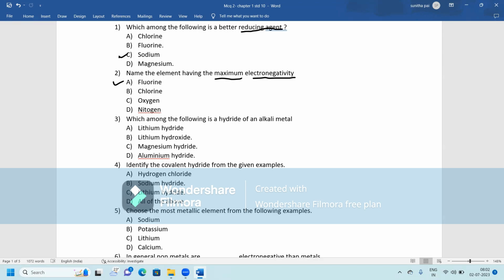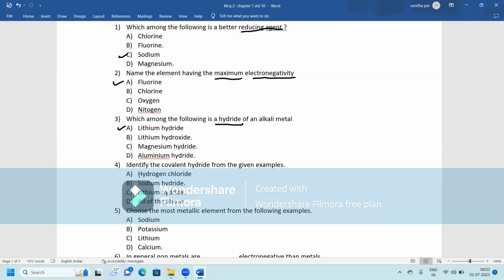Question number 3. Which among the following is a hydride of an alkali metal? Hydride of an alkali metal. So first of all, you need to look for alkali metals. Lithium is an alkali metal. Magnesium is not an alkali metal. Aluminium also is not an alkali metal. So you have two times lithium repeated, but one is a hydride, the other one is a hydroxide, and the question is, which among the following is a hydride of an alkali metal? So answer is option A.